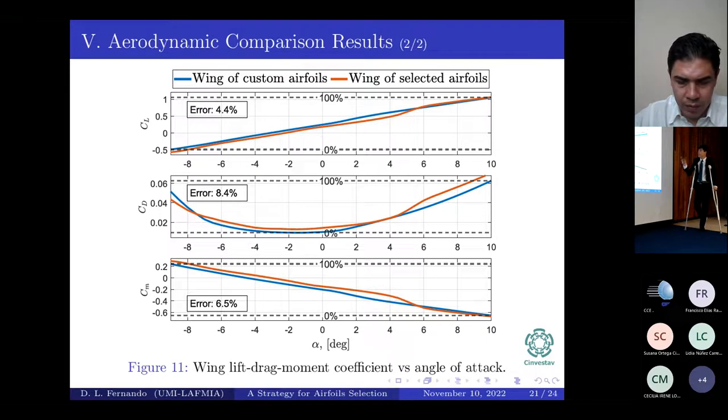And in the second one, the drag coefficient, we see that the error is highest at the part that starts from 5 degrees of attack. But it is compensated with the other graphs, where the error tends to zero in that same region.